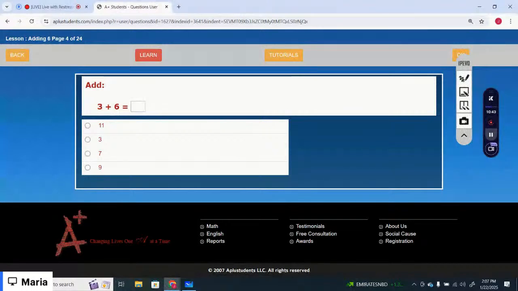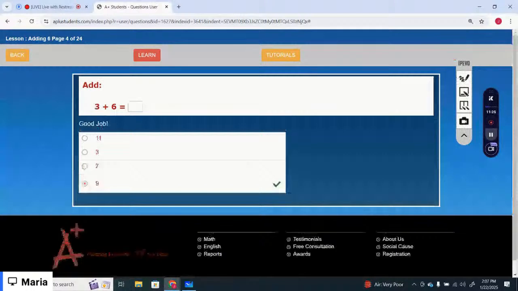3 plus 6. So which is the correct option? Start with 6 and count up 3. So the correct option is 9. 6 plus 3 makes 9. The last option is the correct one. Very good.